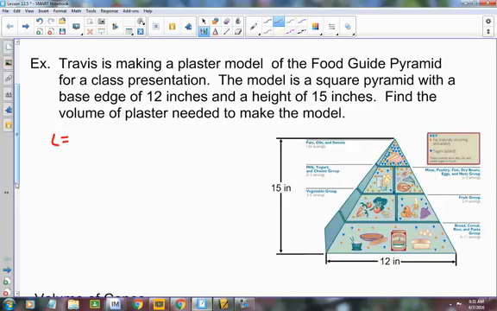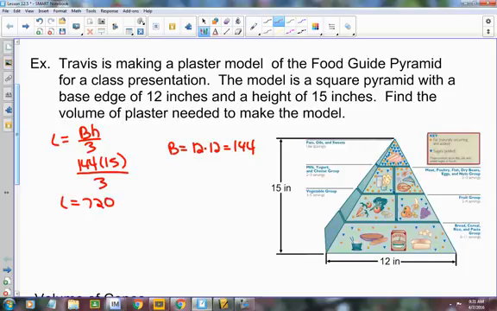So my volume is the area of the base times the height divided by 3. All right, my base is a square, correct? So what's the area of my base going to be? 12 times 12, which is 144. So 144, and it gives me the height. What's the height? 15 divided by 3. So it's basically 144 times 5, which is 720. And that's inches cubed because we're in volume.